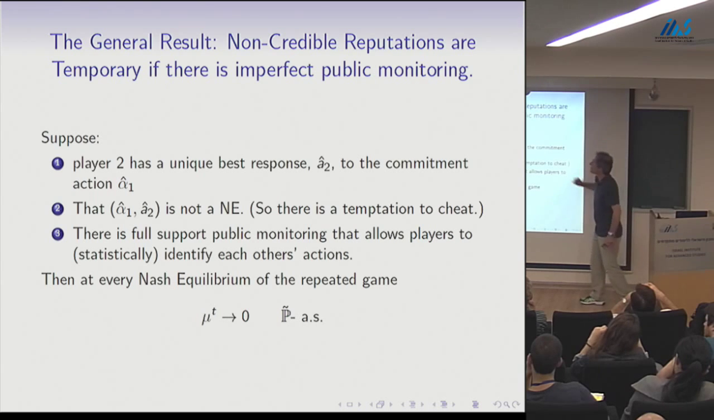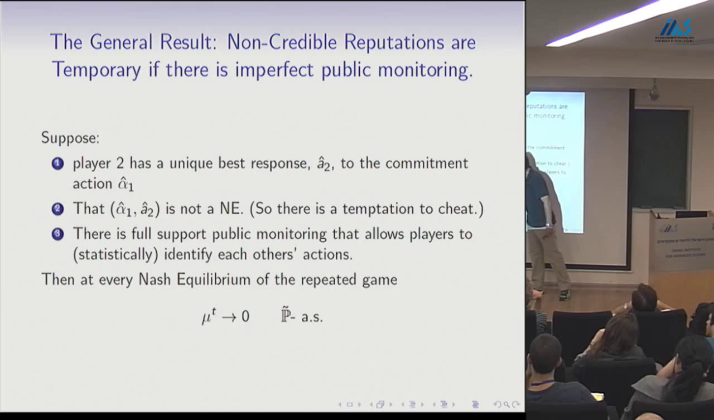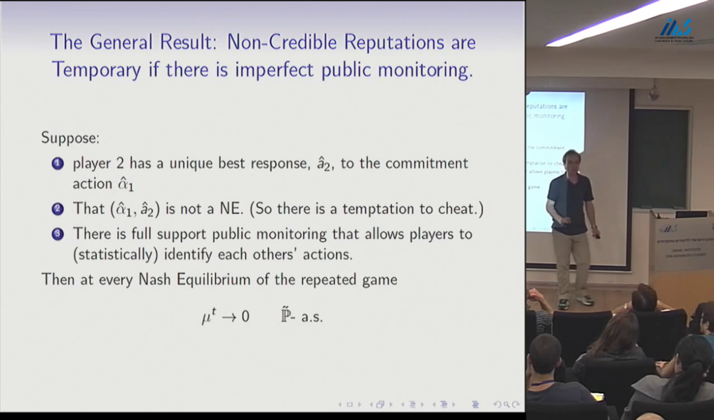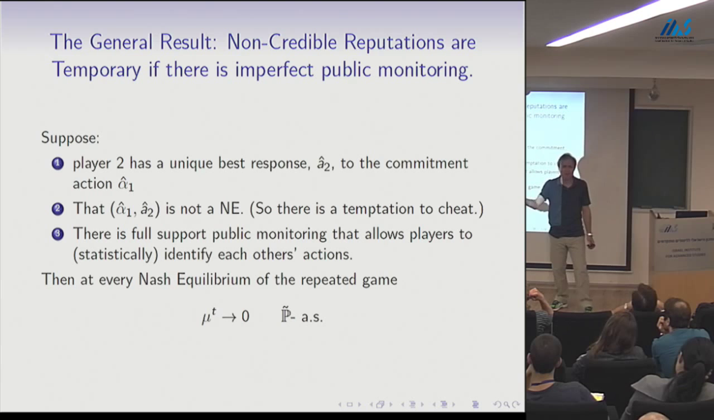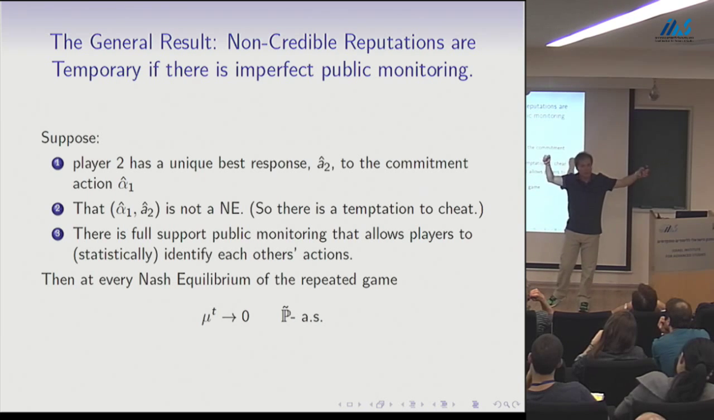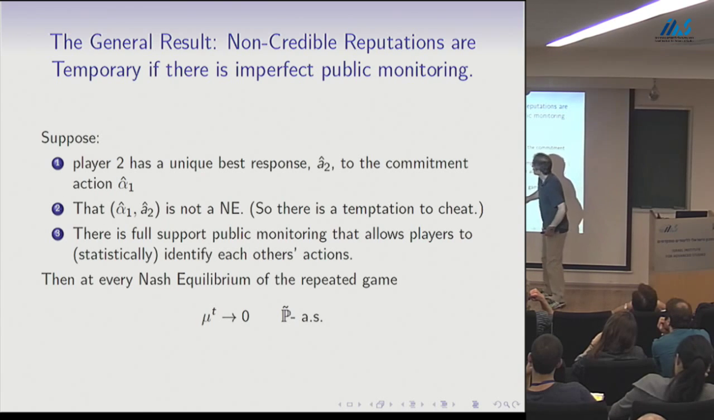So that's that. If these three conditions are true, so there's a best response, there's a temptation, there's noisy public monitoring, then it's got to be the case that reputations vanish eventually. They can't last forever. So there's a paradox here, right? It seems like I've already told you reputations are valuable, but here I tell you reputations don't last forever. Well, that's okay. You just get lots of payoffs early on, and then later on you cheat and you get lower payoffs. It's fine. Okay?